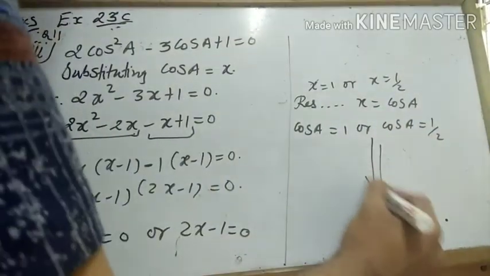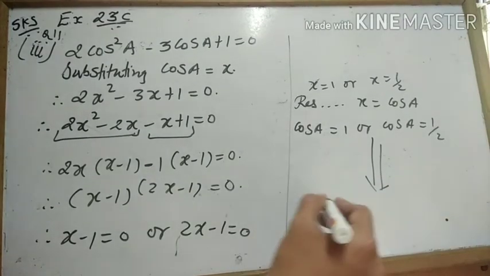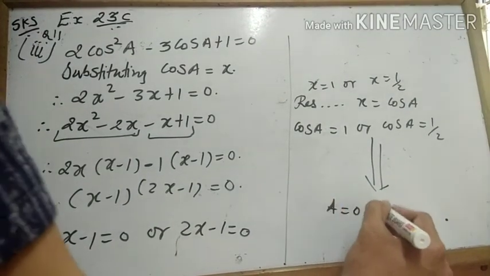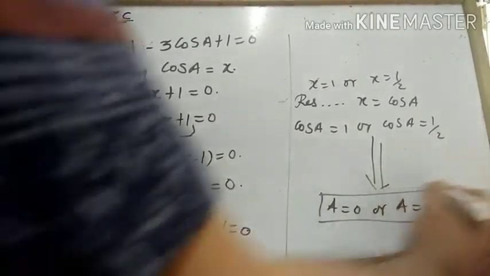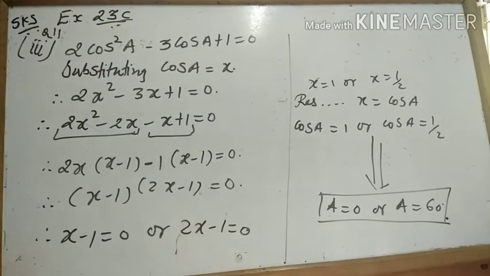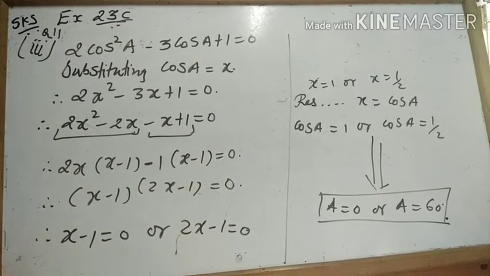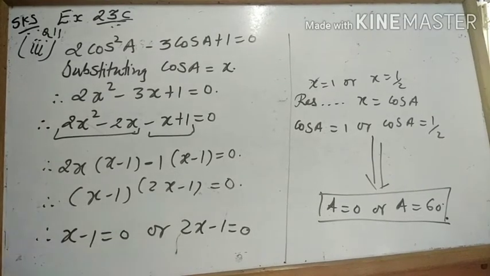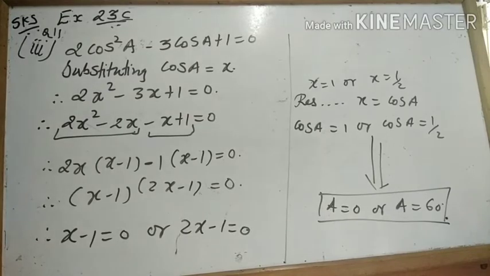Again, you have to go back to the tabular values and you can find out the value of a as either a will be equal to 0 or a will be equal to 60 degree. Fine, so this equation was converted into a quadratic equation. We solved it by factorizing or splitting up the middle term. Then we went back to the concept of trigonometrical value table.